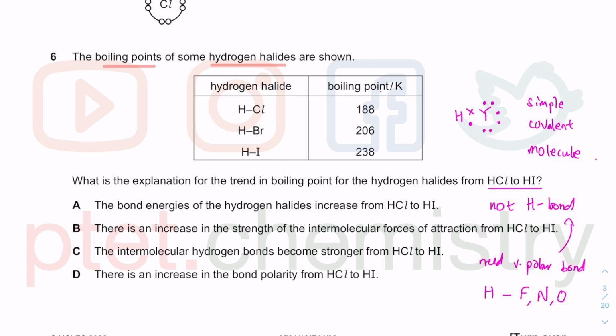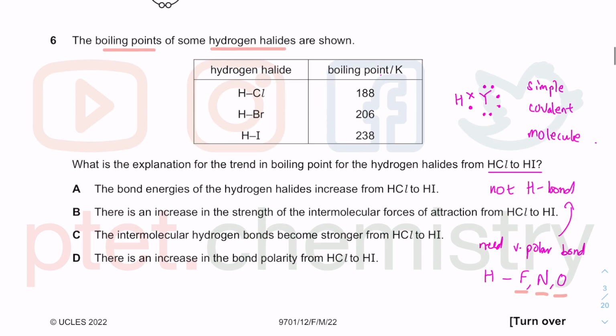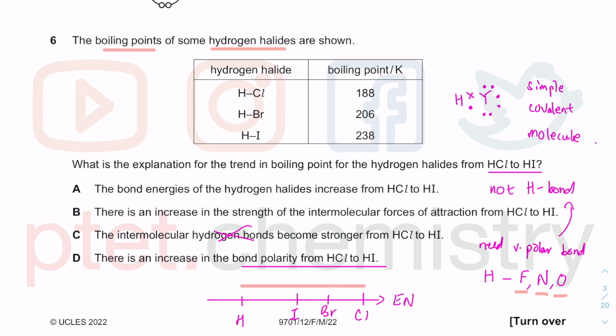These are the 3 most electronegative elements, and you don't have HF here, so we automatically don't talk about hydrogen bonds. We don't talk about the bond polarity from HCl to HI as well, because if you think about electronegativity, chlorine is more electronegative than bromine than iodine. So if I have my hydrogen there, you can see that HCl is the most polar.